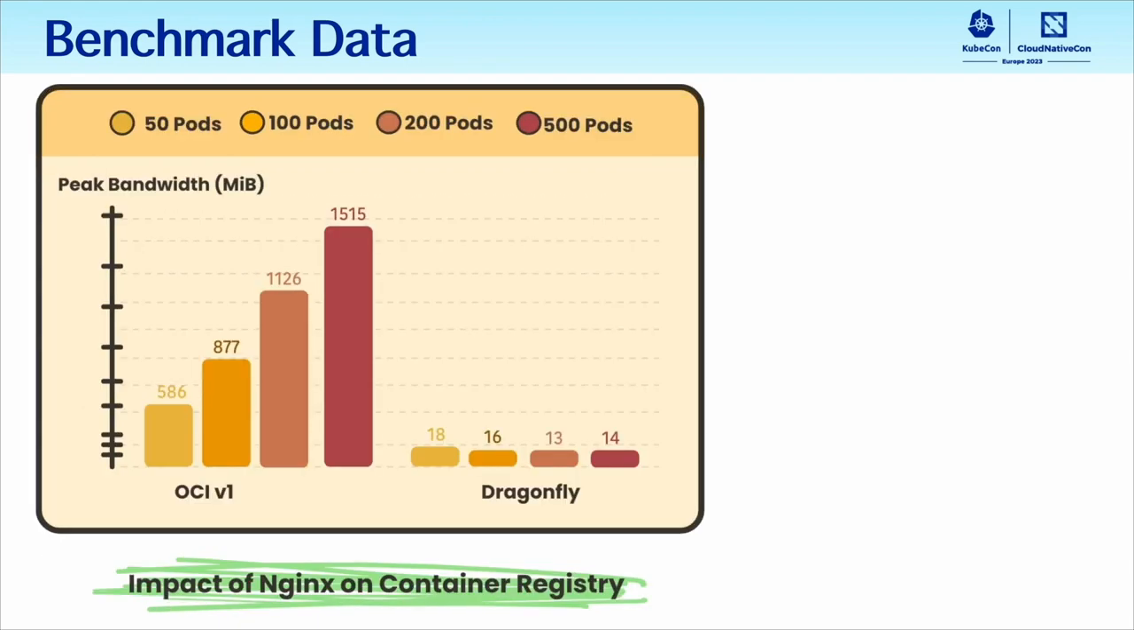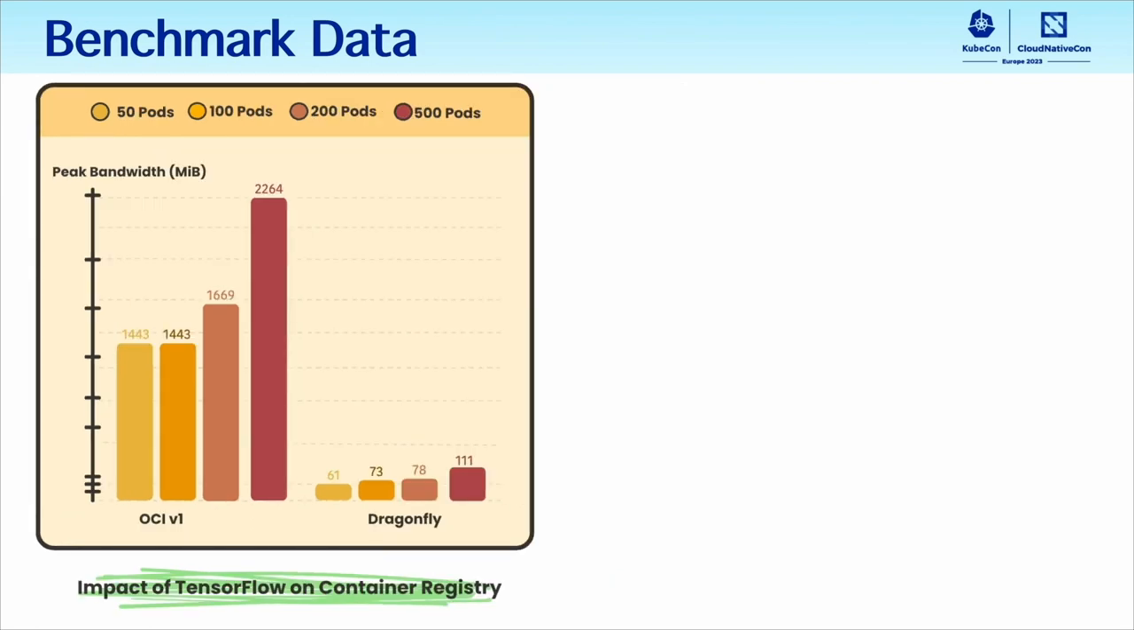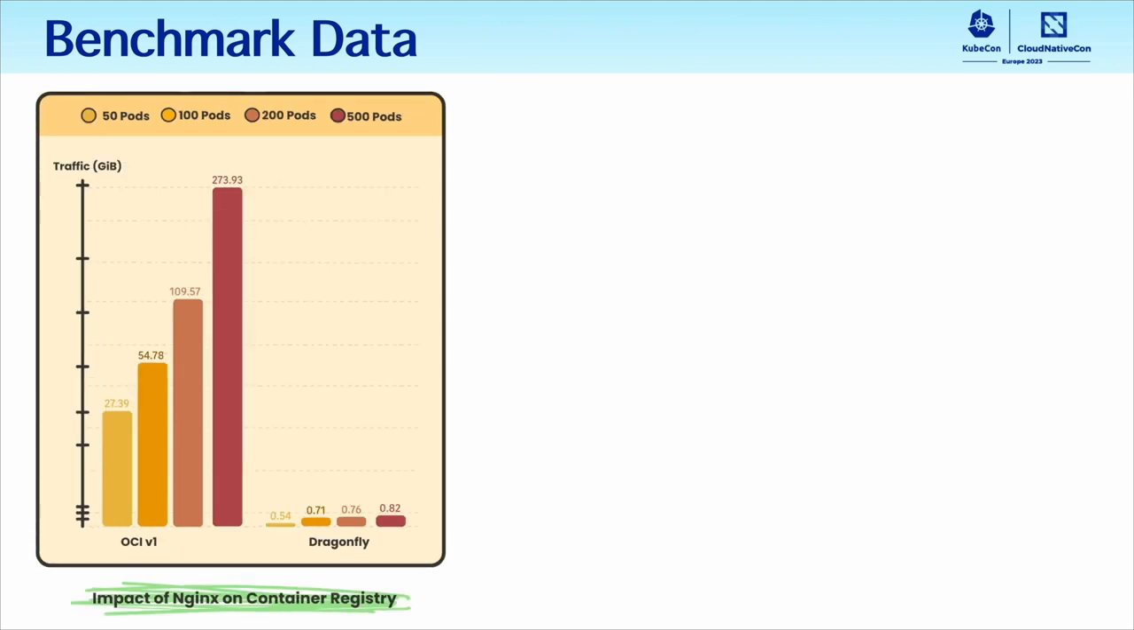Here is pooling Nginx image peak bandwidth comparison with using Dragonfly or not. And here is pooling TensorFlow image peak bandwidth comparison by using Dragonfly or not. Here is pooling Nginx image back source traffic comparison by using Dragonfly or not. Here is pooling TensorFlow image back source traffic comparison by using Dragonfly or not.